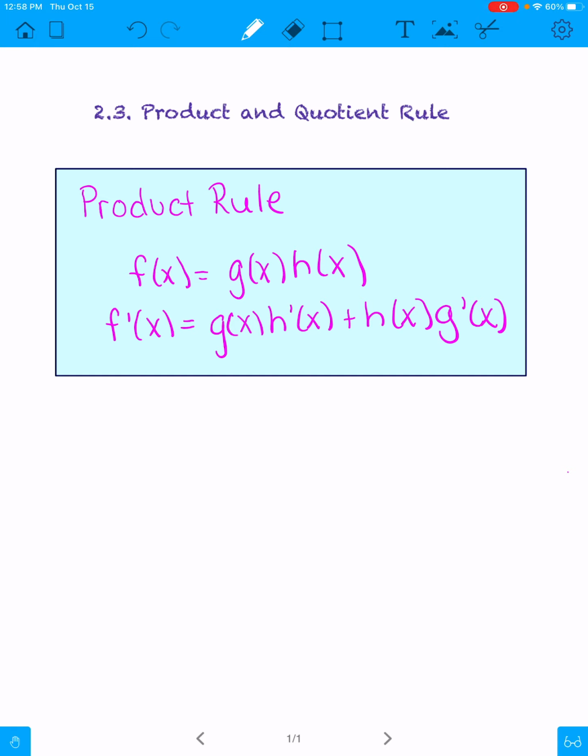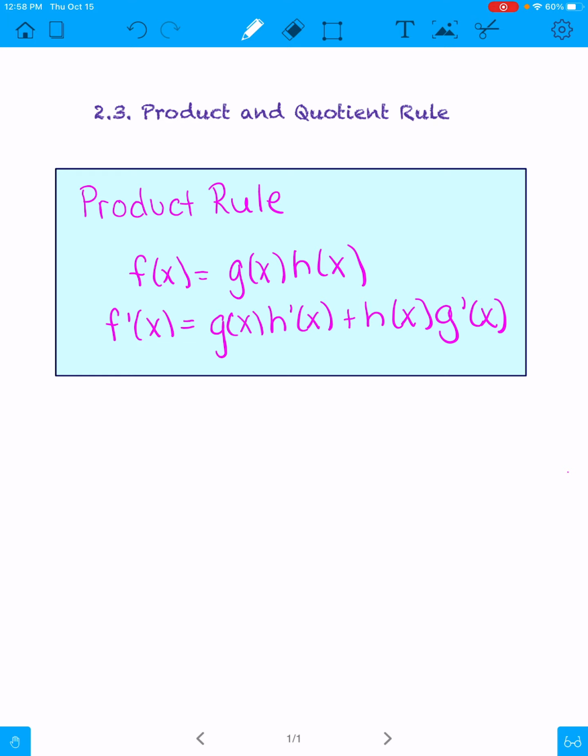All right, so section 2.3 is the product and quotient rules. These are problems where the function we're given is either multiplying two things together or dividing two things together. In this recording, I'm going to concentrate on the product rule.